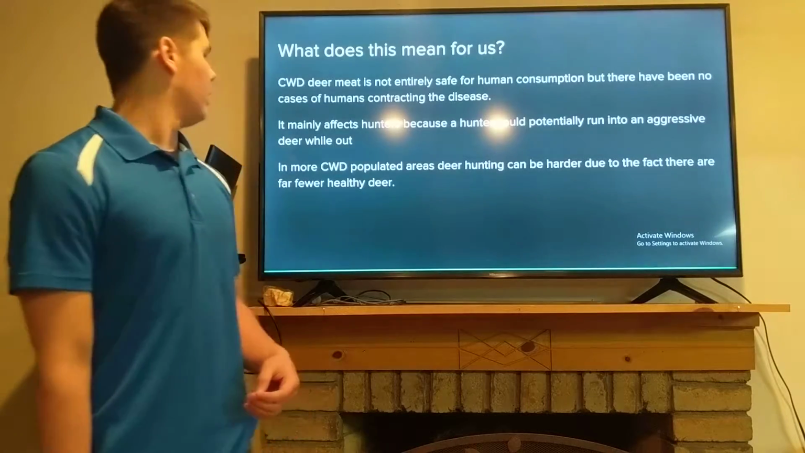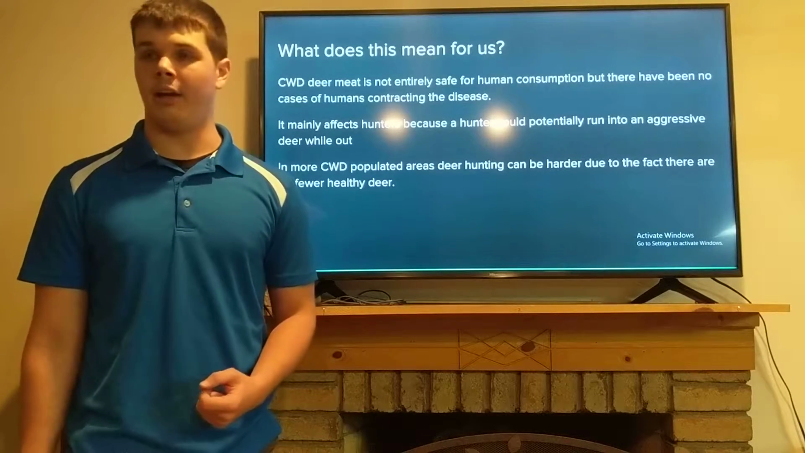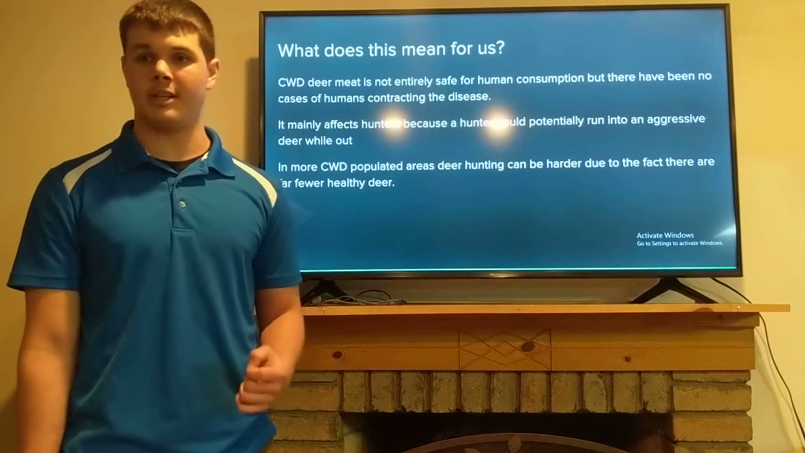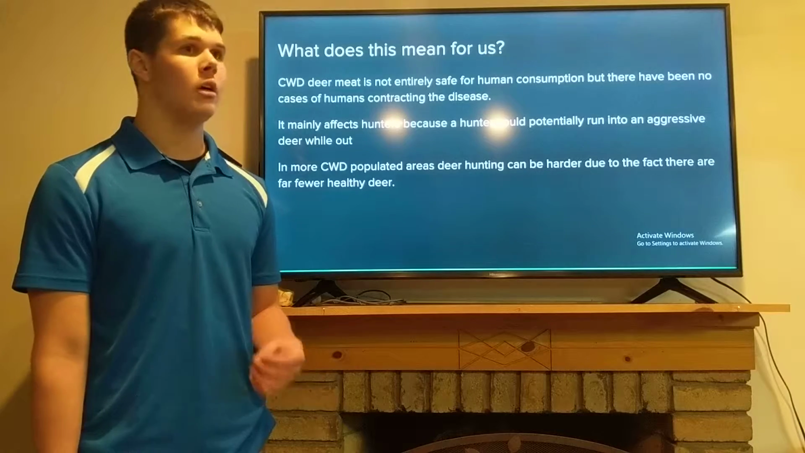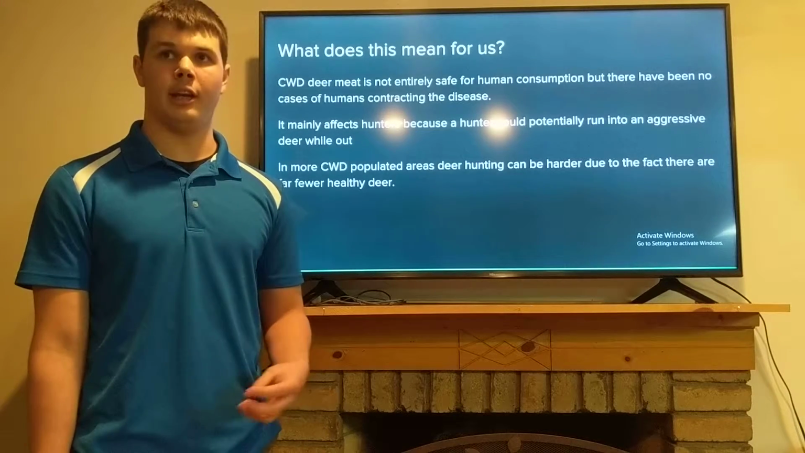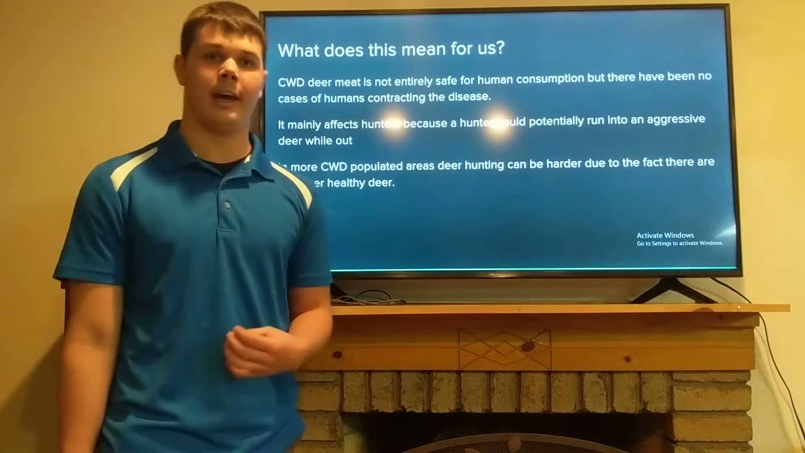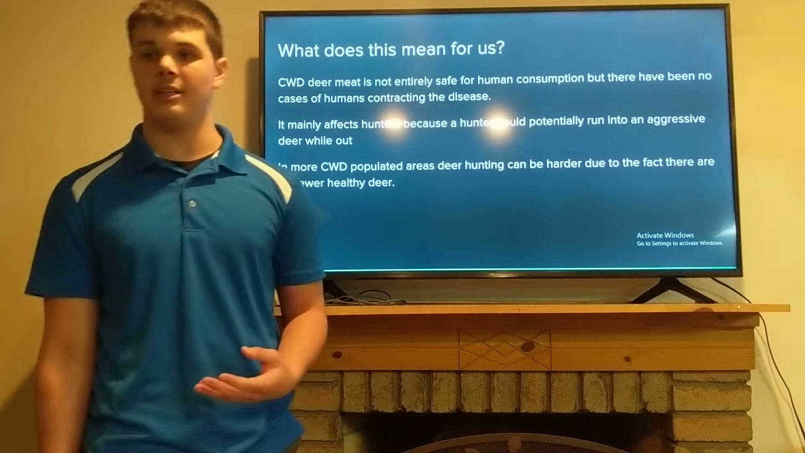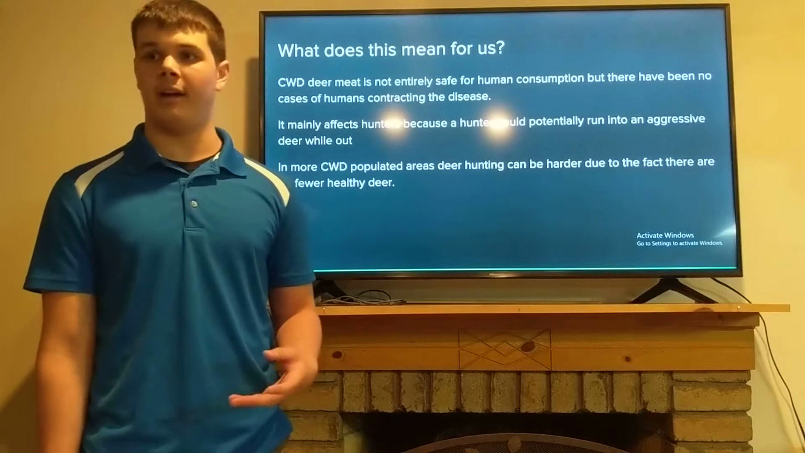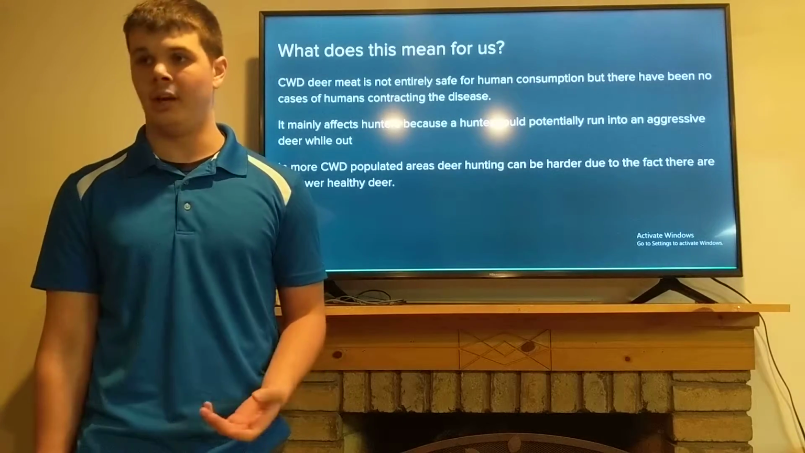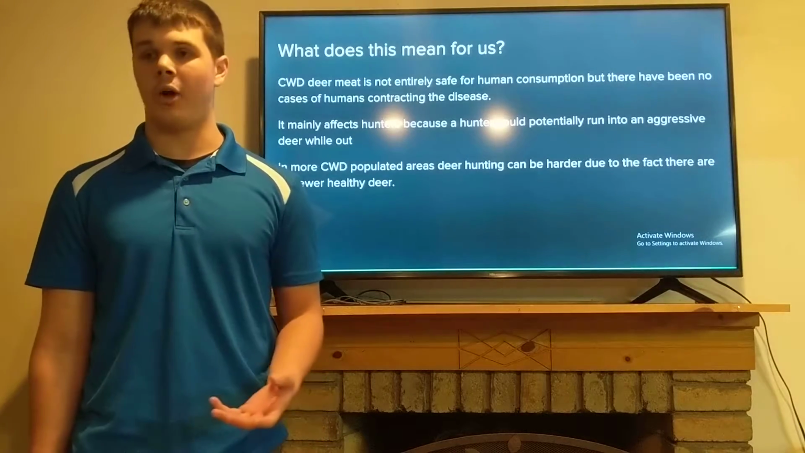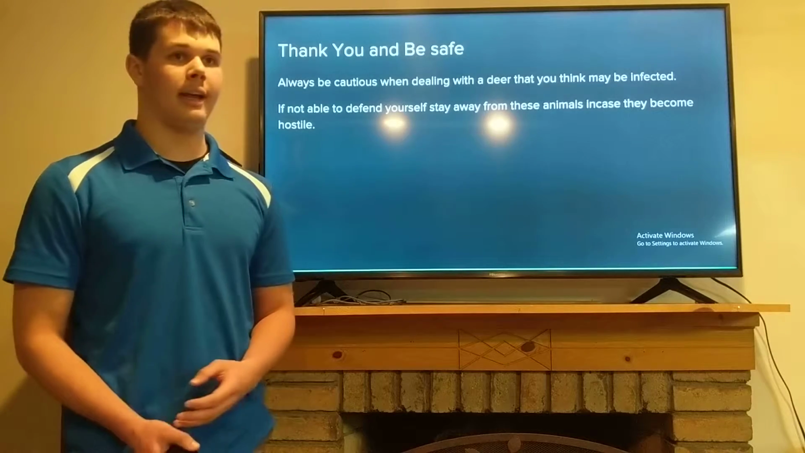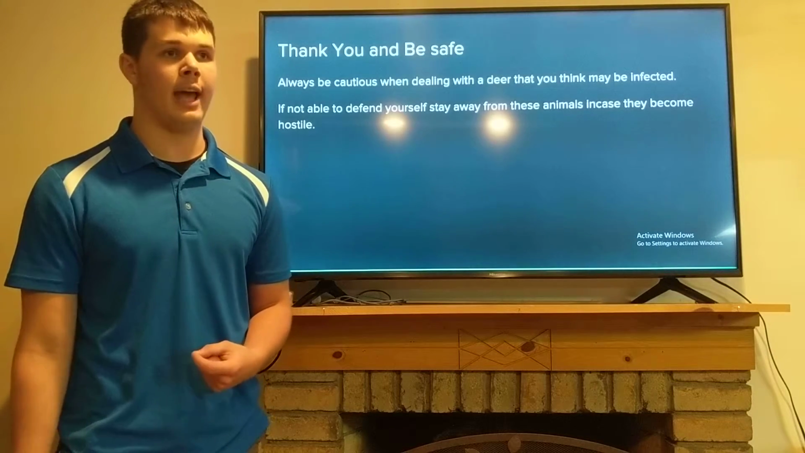And in more populated areas of CWD, if hunting, you will really be able to tell which deer have it because they are far smaller, far skinnier, and slower, and they look much weaker than the healthy deer. So it's best to try and avoid packs of deer that have this disease, because if one deer has it, it usually means that other deer, such as the younger ones, will also have it because it is instilled at birth.